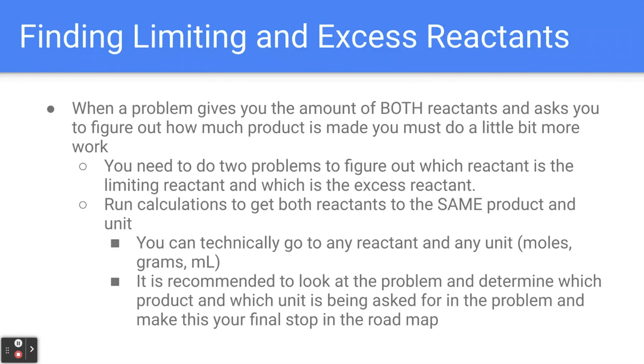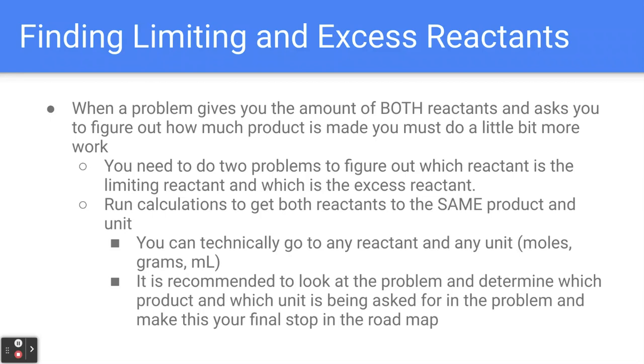So I do want to just keep this generic. You're always going to start with whatever given amounts of your reactants you have. That's where your roadmaps start for two different problems. So let's say I get grams of one reactant and grams of the other reactant. We're going to start there with two separate roadmaps. And then we always want to go to the same ending point for our product.